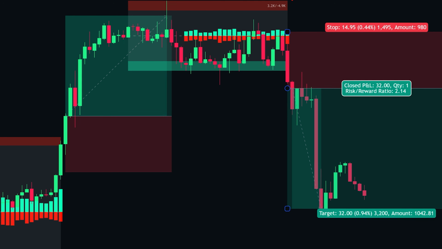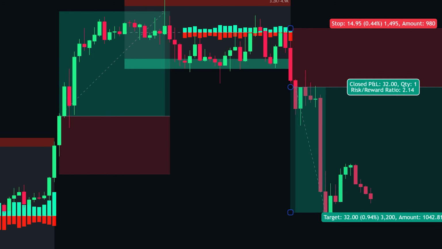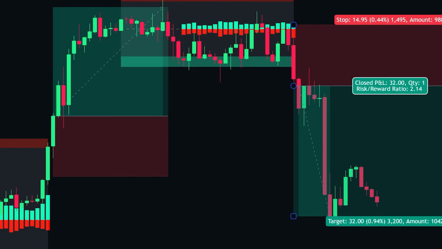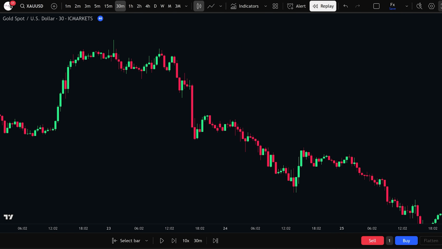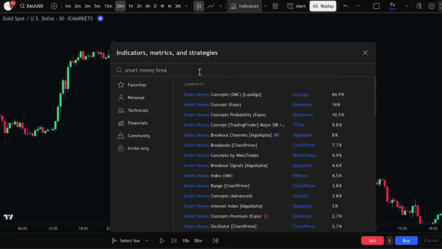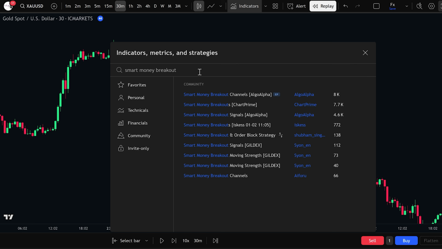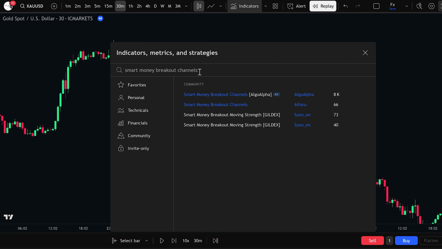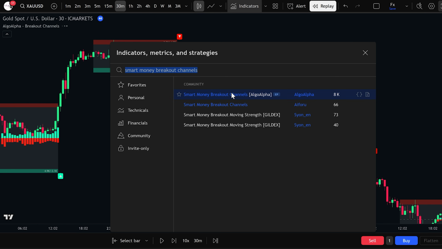In this video, I'll walk you through how the Smart Money Breakout Channels indicator works, and how you can start using it to find breakout trades. First, open up TradingView and click on the Indicators tab at the top of your screen. In the search bar, type Smart Money Breakout Channels and look for the one published by Algoalpha. Click on it, and the indicator will automatically load onto your chart. Once it's applied, you can close the search box and you're ready to go.